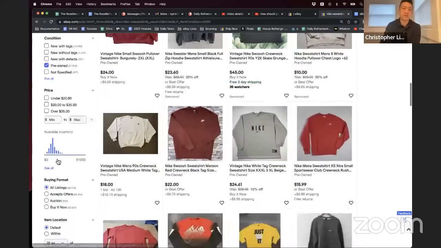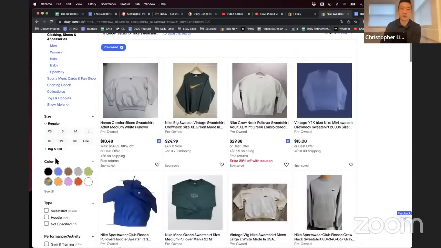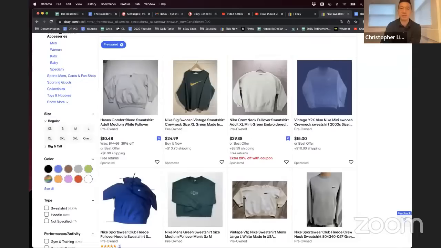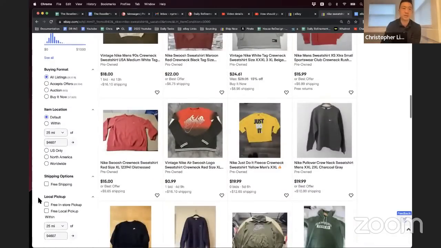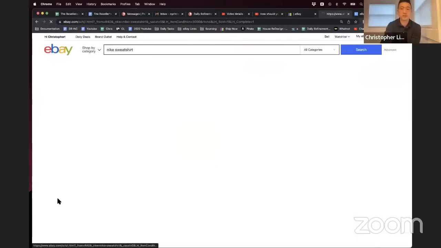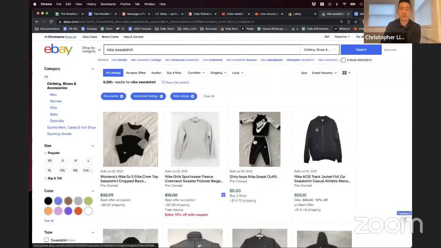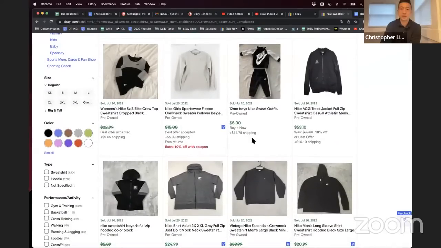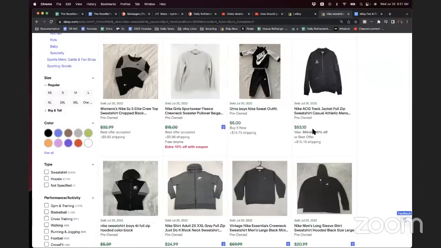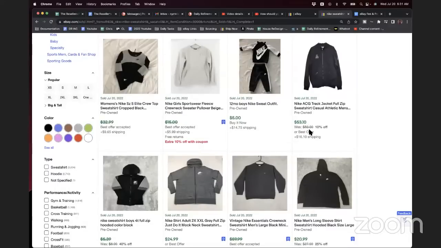Okay, let's look at sold. So there's 2 lessons here. This is what eBay is recommending. That's 1, right? So these 8 have the highest likelihood of selling. And let's look at what's sold. Here's a pre-owned jacket that sold for $53. But it's ACG. I know, ACG is nice.